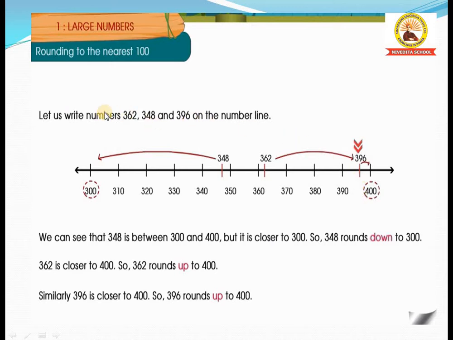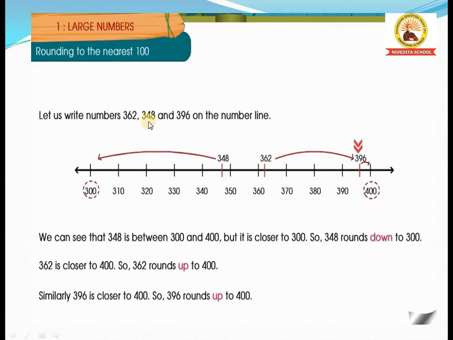Now we will see 362. Where is 362? It is here. After 360 we will get 362. So is it nearest to 300 or closest to 400? Yes, it is closest to 400. So we will write it as 362 rounds up to 400.